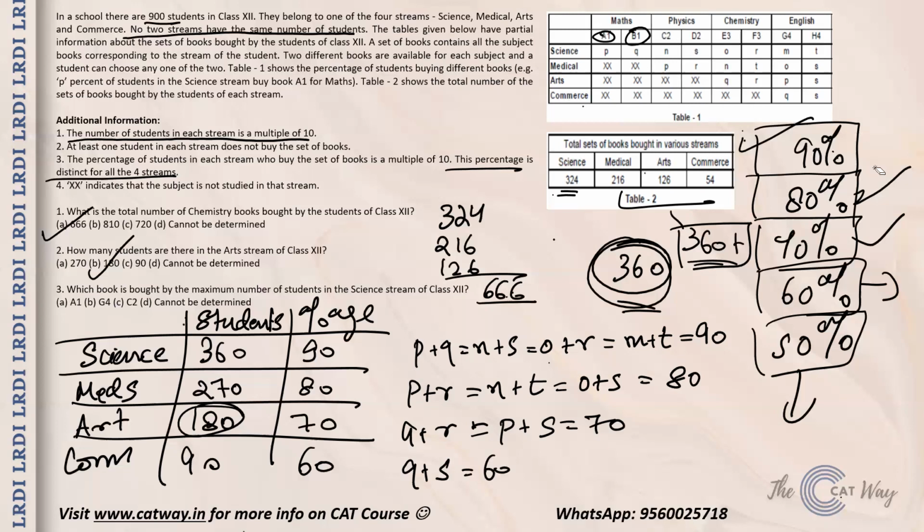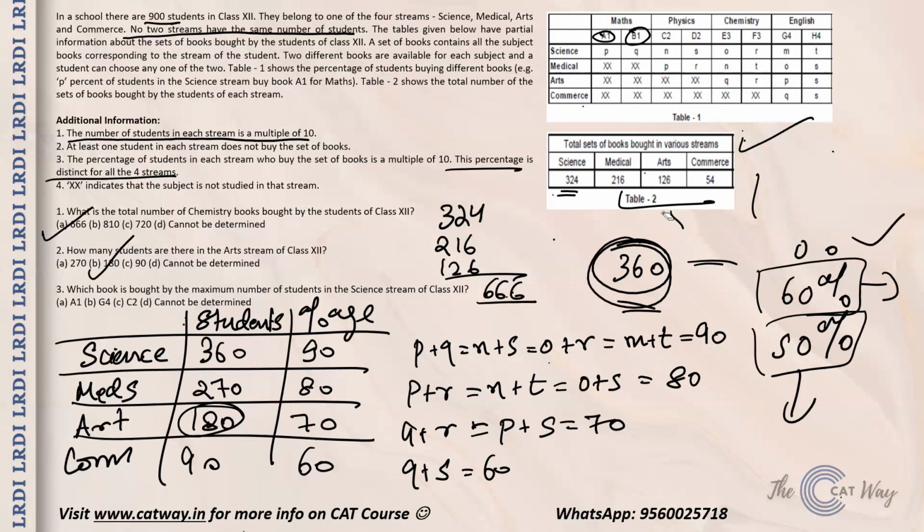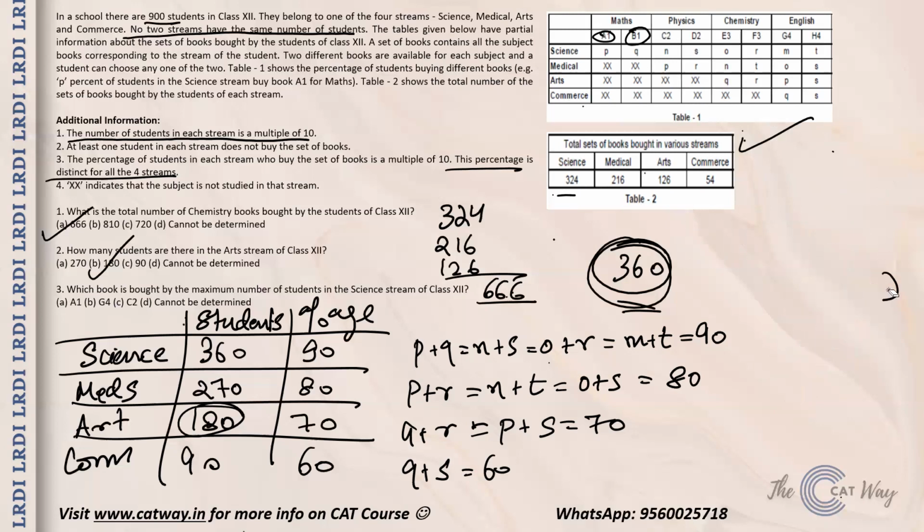Now comes the calculation part. How will we identify? Because for finding which book was bought the most, we need to identify these specific values. Only then can you compare. Like for science, if M is 80% of total and Q is 70% of total, then you can say that G4 was the most bought. So for finding that, you need to find the exact values of these variables, right?